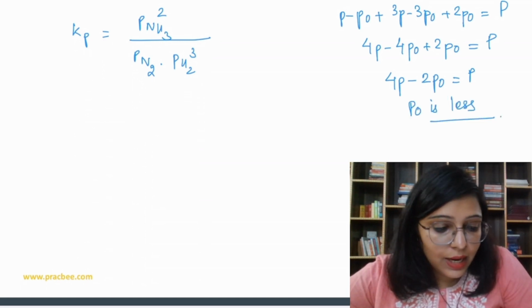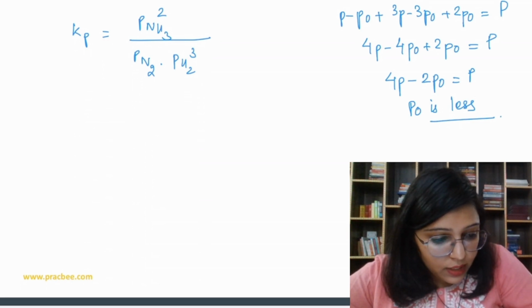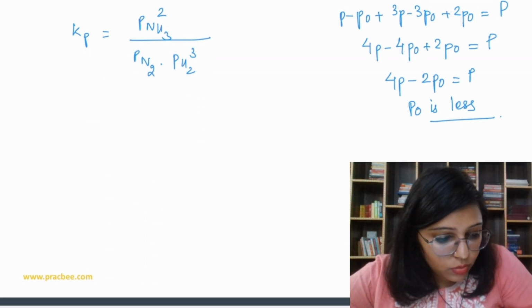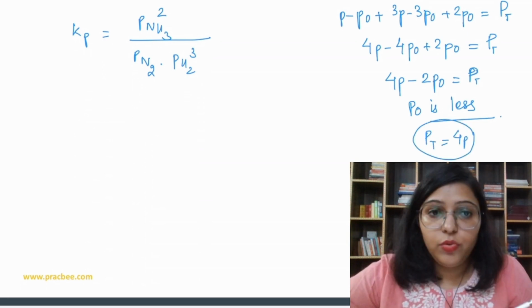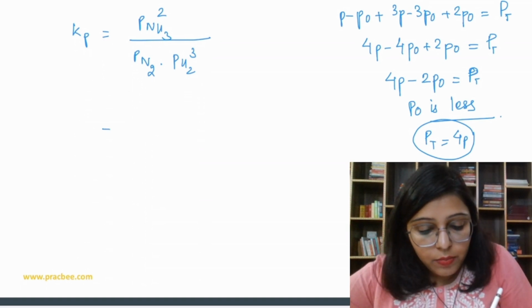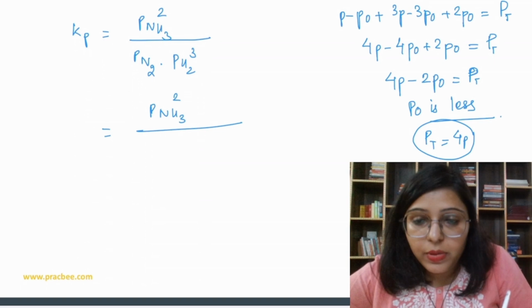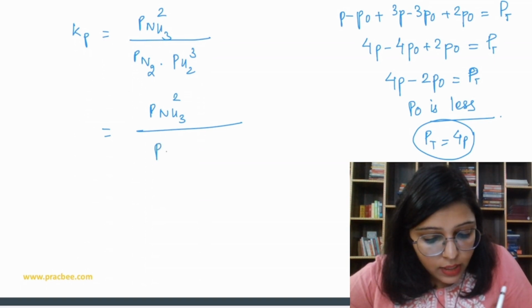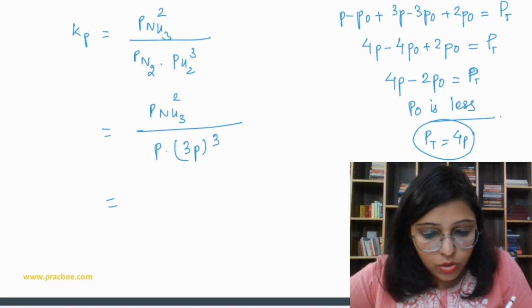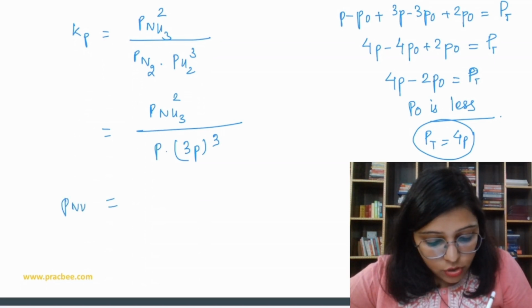So we can say that P, or total pressure, this is P total. I am writing P total over here, right? P total. So P total is equal to 4P. Right? Now see, pressure of NH3 we can write P NH3 square. Pressure of N2 we write small p and this we can write 3P cube. So on solving, we have to find out pressure of NH3.